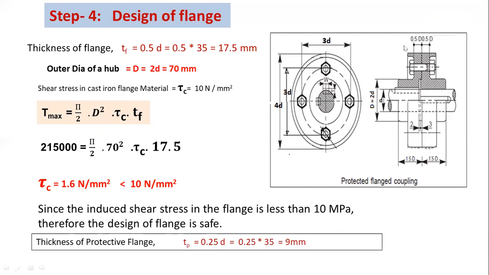Now consider the protective flange. TP is the thickness of the protective flange. That value equals 0.25 into the diameter of the shaft.